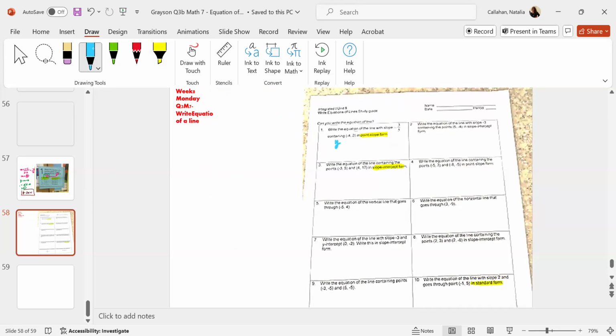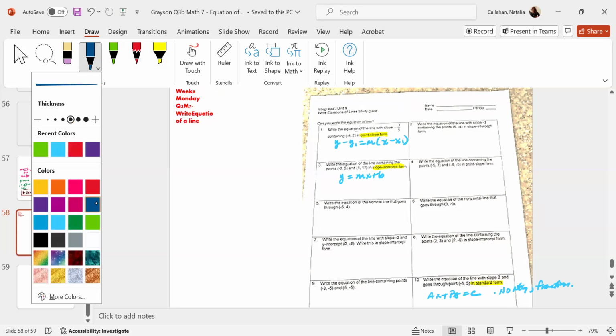Point slope form is y minus y1 equals m times x minus x1, right? Slope intercept: y equals mx plus b, right? Standard form: ax plus by equals c. And remember for this one, no negatives or fractions, right?